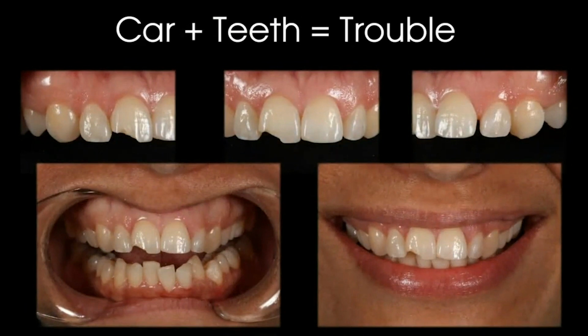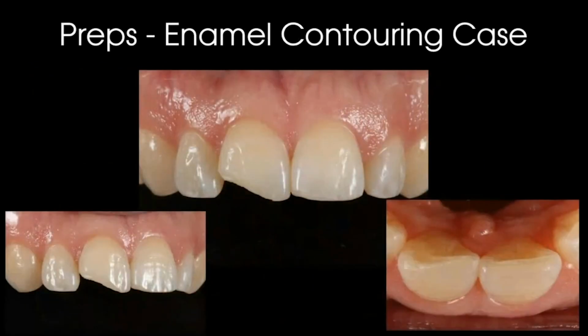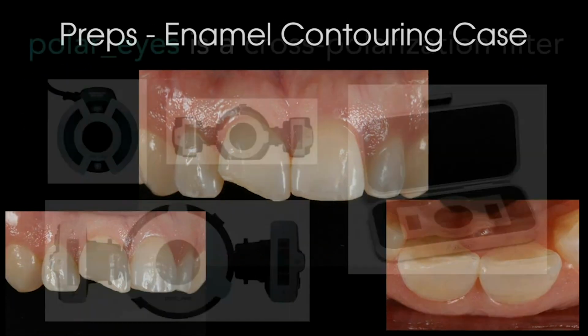So here's a case I called car plus teeth equals trouble. It's a dentist who was in a car accident, and she chipped her anterior tooth. And I said, well, I'll offer to do a class 4 composite on her. And she says, well, I just want something more permanent. I'd like to put a piece of porcelain there because I don't want to have the color change or have to replace this down the road. So here's where we just minimally prepped the tooth, just got rid of the sharp edges.